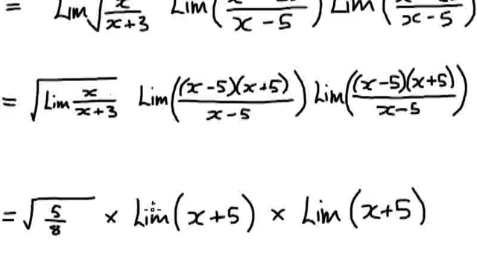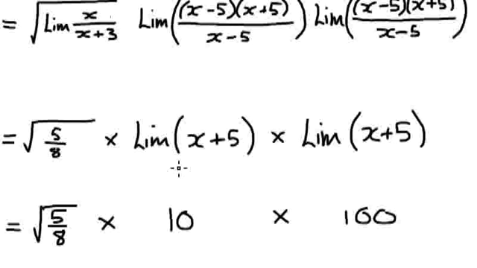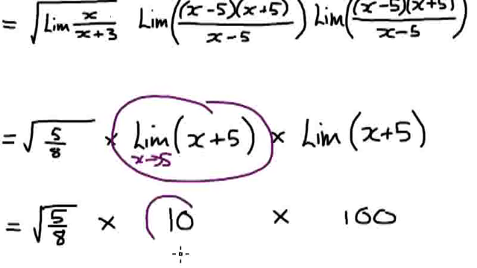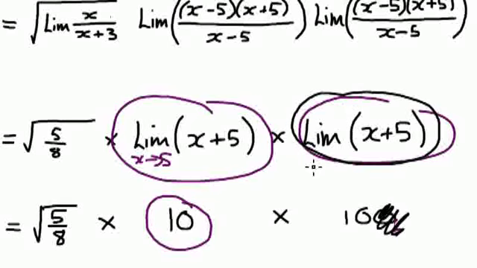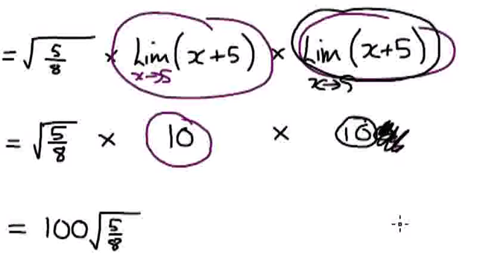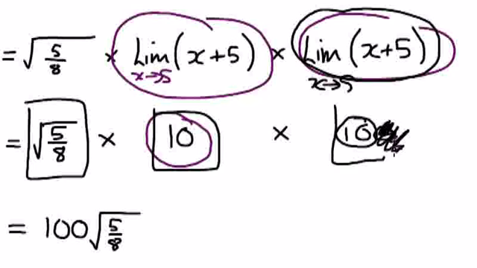And the limit of this as x approaches 5, the whole thing here, will be 10. The limit of this should be 10. I made a mistake here. So the limit of this as x approaches 5 should be 10. So here you've got this thing multiplied with 10, multiplied with 10.